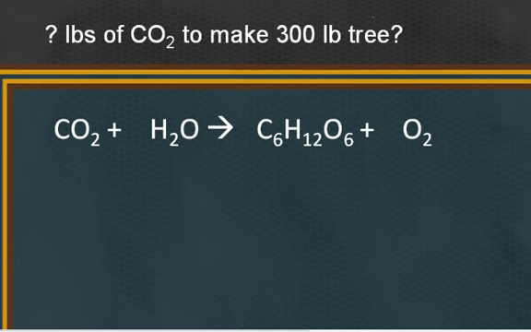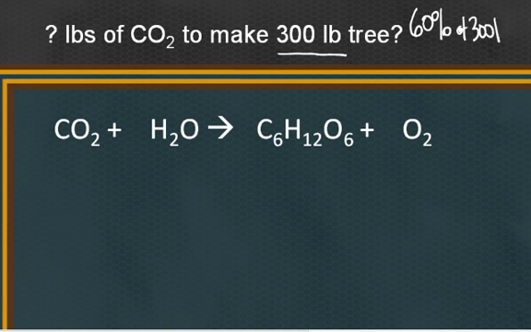First of all, we need to remember that for the 300-pound tree, 60% of the mass is from the cellulose. So 60% of 300 pounds is the cellulose. So really 180 pounds of the tree is made of cellulose. Then the question should really be, how many pounds of carbon dioxide does it take to make 180 pounds of the tree, since that's the part of the tree coming from the cellulose.